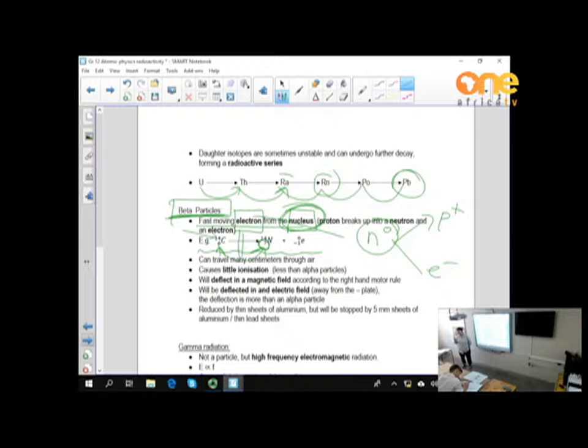Now? Okay. The atomic number will increase with 1. What's going to happen to the mass number? It's going to stay the same. Why?